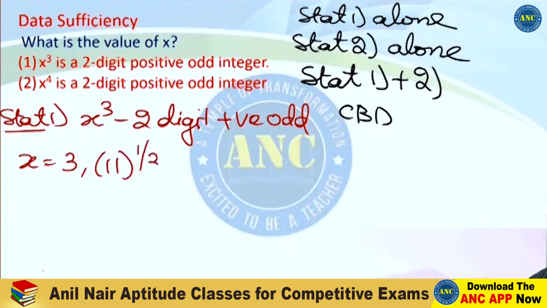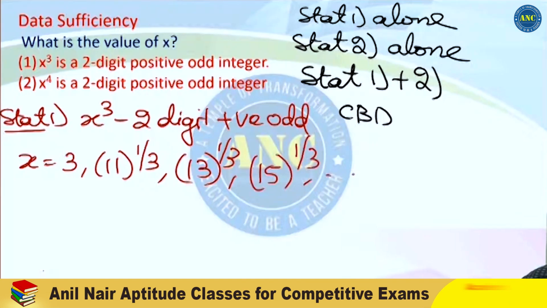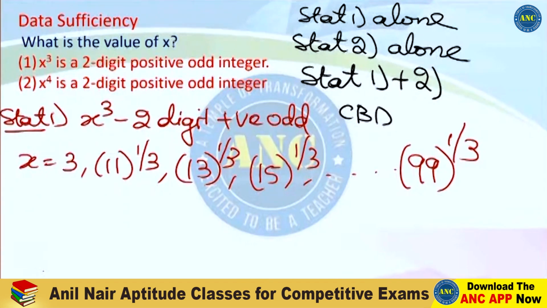X can become 11 power 1 by 3, 13 power 1 by 3. Why can't it be 11 power 1 by 3? 11 power 1 by 3, whole power 3, is 11, which is a 2-digit number. Yes or no? I hope you wrote these values in your notebook. If you wrote these values in your notebook, you are absolutely bang on, sir. You are thinking in the right way. But if you just took x as 3, then probably some more understanding is required.